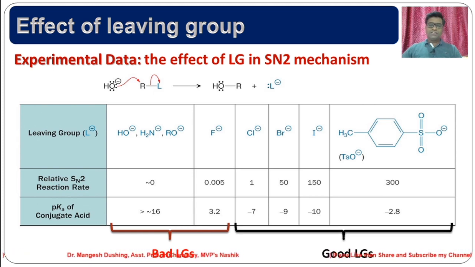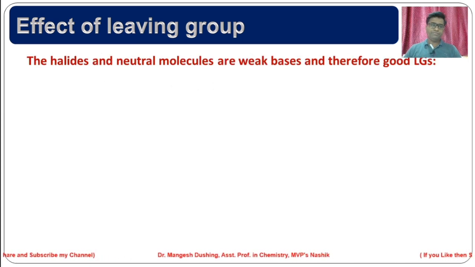While from here, Cl, Br, iodine, and tosylate are good leaving groups because these are the conjugate bases of strong acids. HI is a strong acid, HCl is a strong acid, HBr is a strong acid. So these are the conjugate bases of strong acids. Conjugate bases of strong acids are good leaving groups.